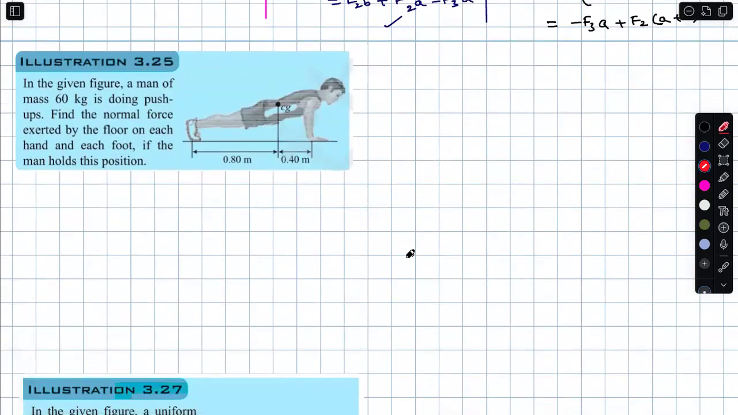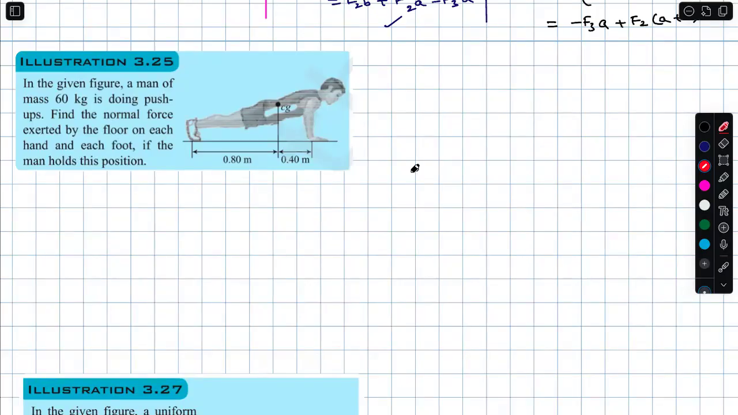In the given figure, a man of mass 60 kg is doing push-ups. Find the normal force exerted by the floor on each hand and each foot if the man holds this position. He is in equilibrium actually. Now tell me what will be the free body diagram of this system. If you draw the free body diagram, you'll come to an idea of what is happening there.